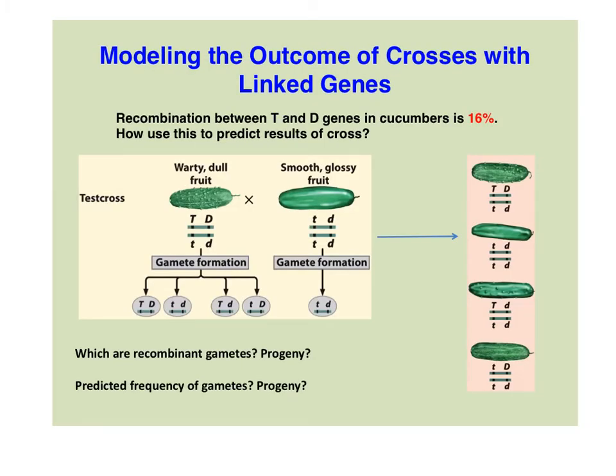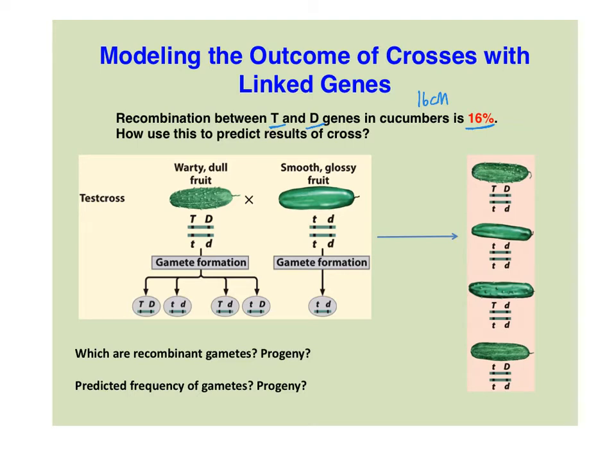All right, let's work on this problem. We know that we have 2 genes, gene T and gene D, that affect the phenotype of cucumbers. T and D are located 16 centimorgans apart on the chromosome, so the recombination between them is 16%. Let's talk about the results of the cross which would occur between these 2 individuals.